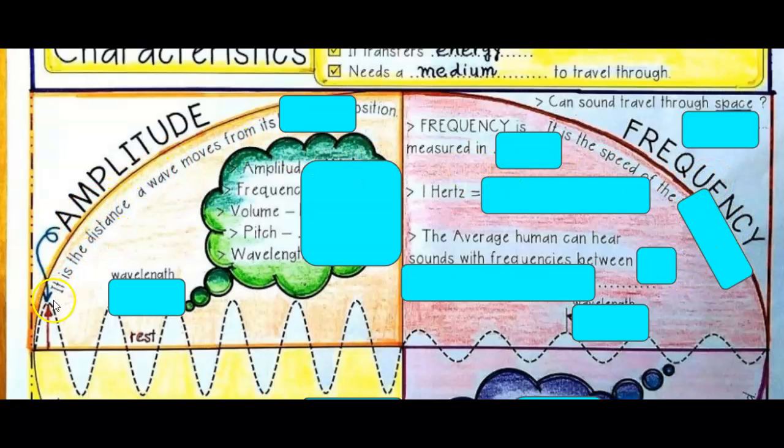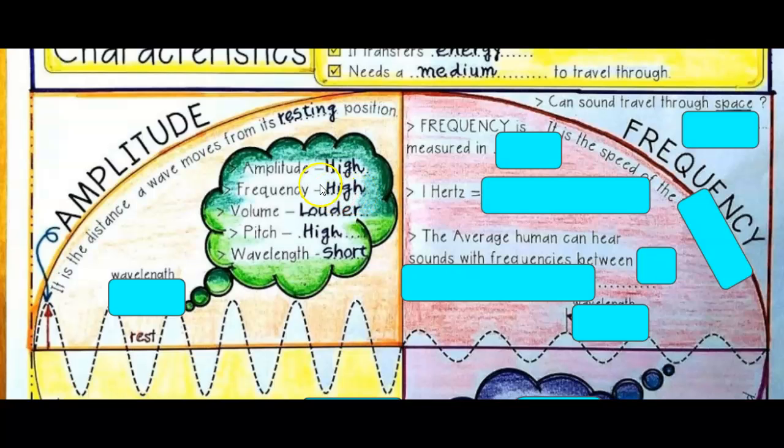So amplitude, it is the distance a wave moves from its resting position. Okay? If the amplitude is high, the frequency is high, the volume is louder, the pitch is higher, and the wavelengths are shorter together. Okay, so you can see here on our wave scale, here are our rest periods. Here is our amplitude, and our wavelengths are closer together.